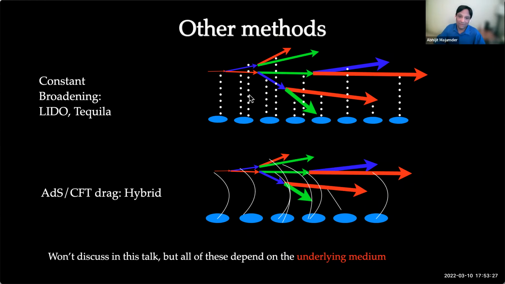People who do soft broadening or Fokker-Planck kind of broadening, as in LIDO and Tequila, and then there are people who attach AdS/CFT strings to the partons to slow them down, as done in the hybrid model, and so on. We're not going to talk about this, but I want to make you aware there are many ways of dealing with this, because this is the modeling part. This is where the theory is not very clear. This is the extra modeling that has to go into your simulator.